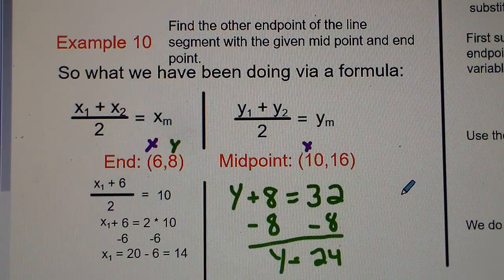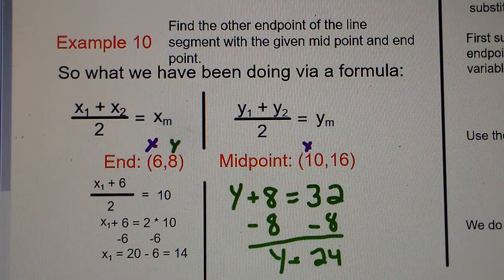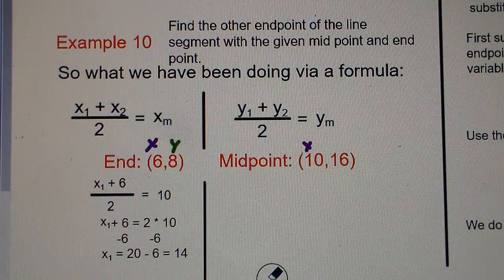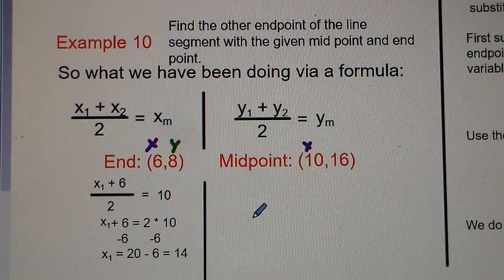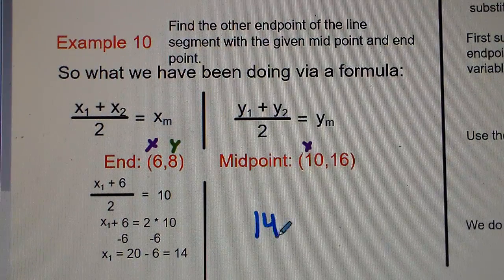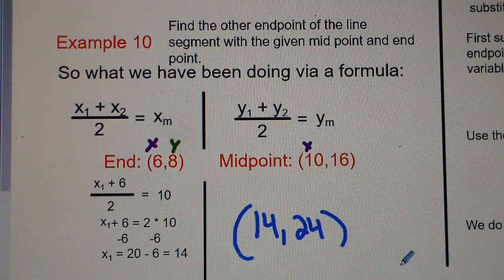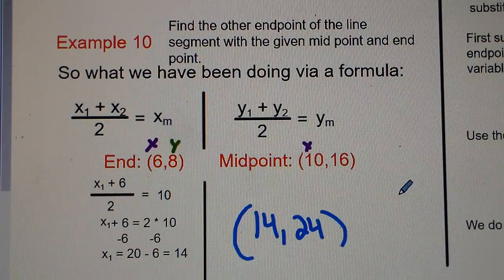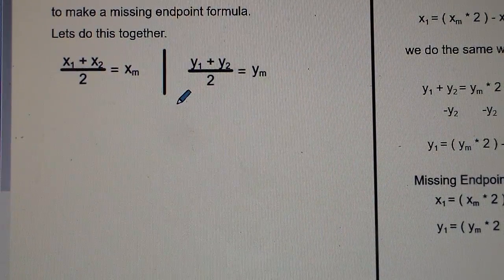So our final answer, the other endpoint is 14, 24. Now I'll write that out. The other answer is 14, 24. That's the other endpoint with the midpoint of 10, 16. All right. Let's do that one more time.